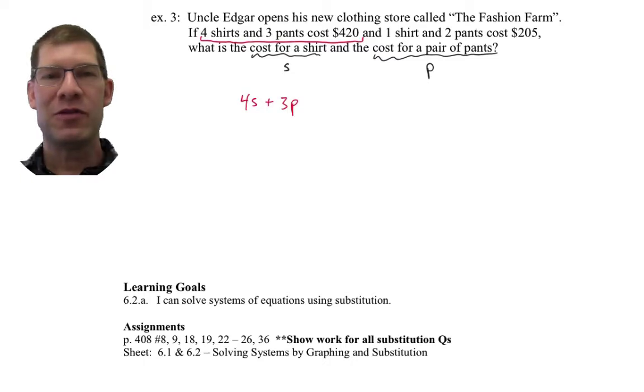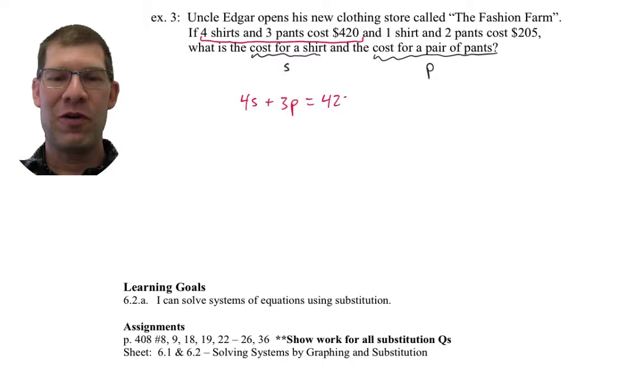So total cost for shirts, total cost for pants, $420. So we add those two together, we get that. Now our second one, I'll switch to blue, we have 1 shirt and 2 pants cost $205. So we could do S, or 1S if you wanted to, plus 2 pairs of pants would be 2P equals 205.